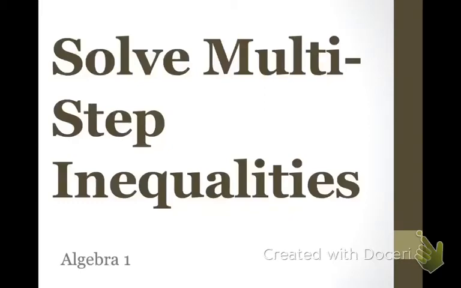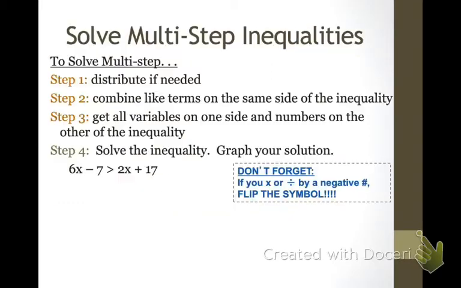This video is about solving multi-step inequalities. We're going to use the exact same steps to solve multi-step inequalities that we use to solve multi-step equations. First, we're going to distribute if we need to. Then we're going to combine like terms on one side of the inequality. Then we're going to get all of our variables on one side of the inequality. And then we're going to solve the inequality.